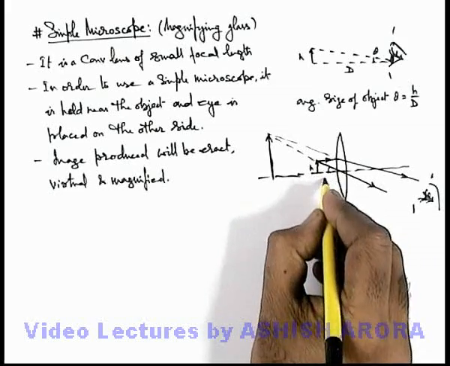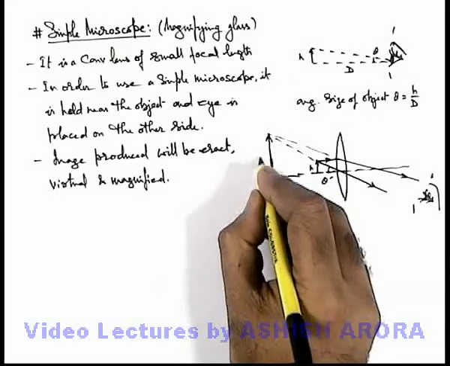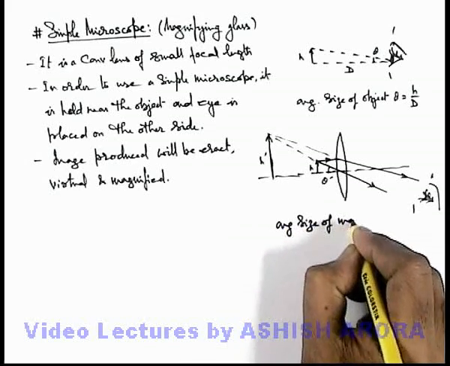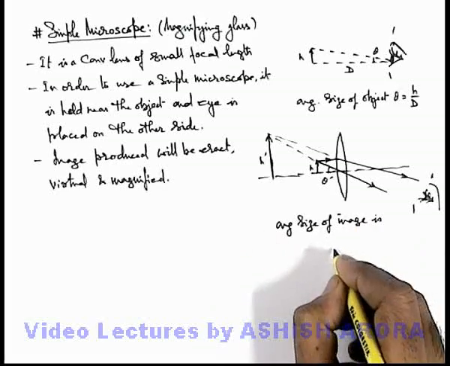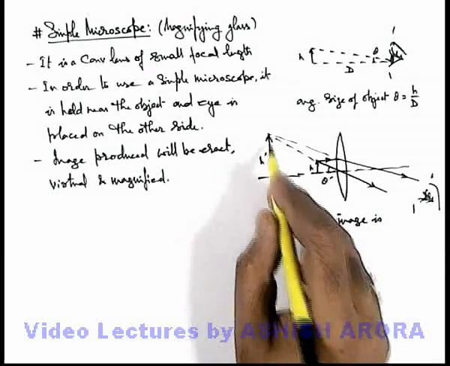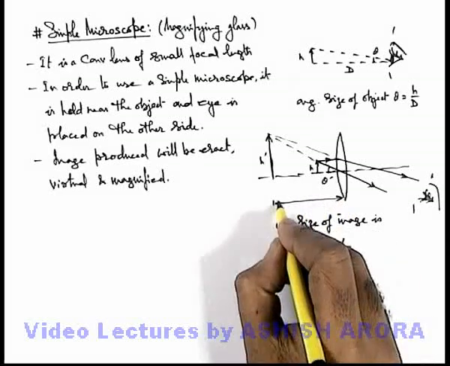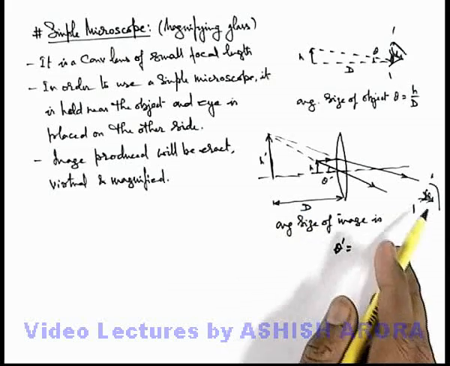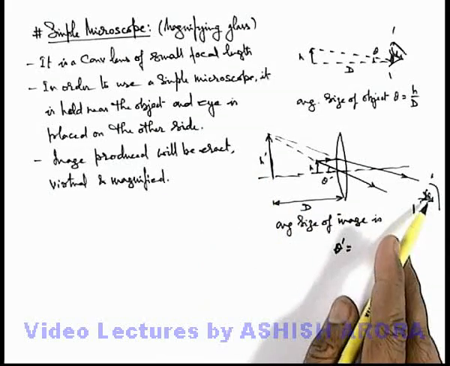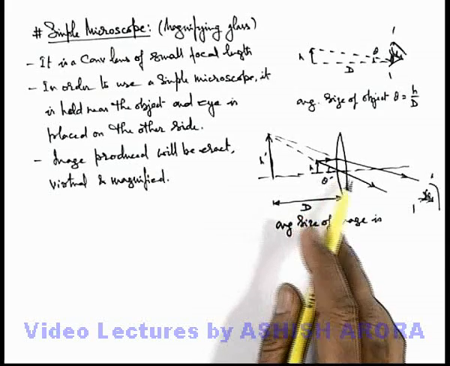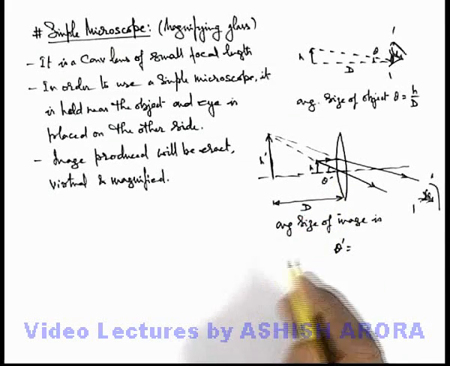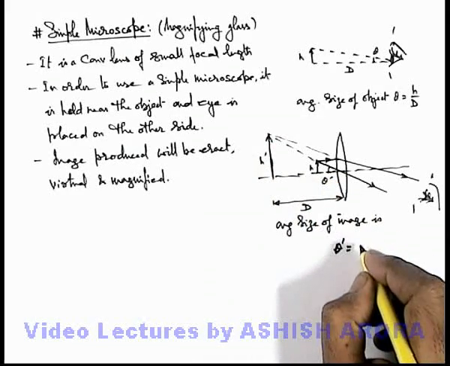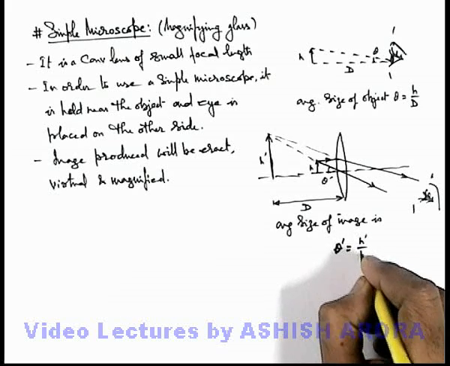Say this angle is theta prime. Then the angular size of the image, theta prime, equals h prime by this distance, and this distance should be equal to the least distance of distinct vision, d, so that I will be able to see the image clearly, as the eye is considered to be very close to the magnifying glass or converging lens. So to see the image clearly, theta prime, the angular size of the image, must equal h prime by d.